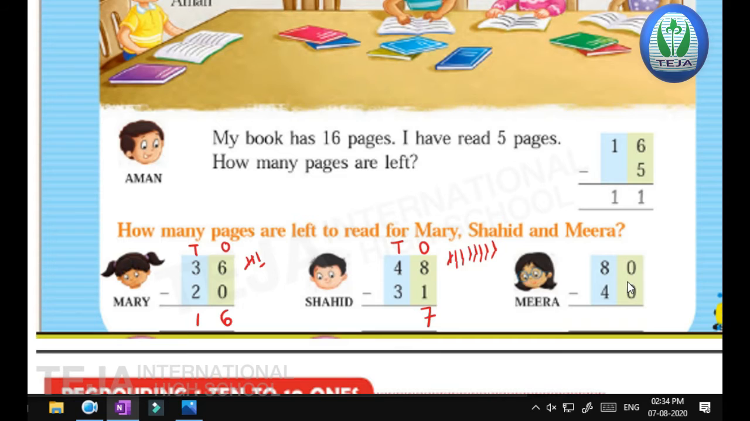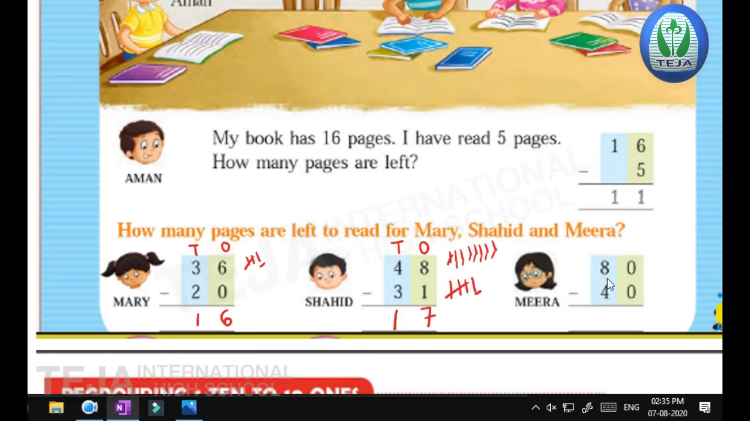Now next, in the tens place, 4 minus 3. Draw 4 lines. Now you have to cut off 3. So strike off 3, children. 1, 2, 3. Now what is left? Only one line is there. That means 4 minus 3 is how much, children? 1. So how many pages are left for Shahid to read? 17 pages. Now next, find Meera.